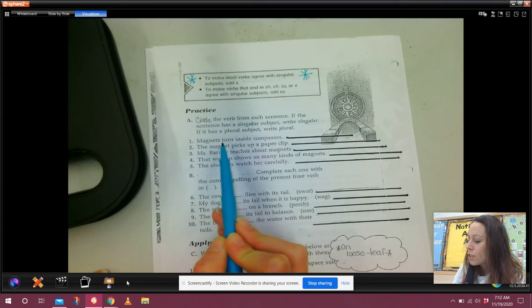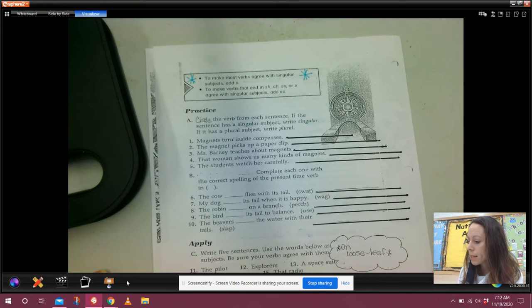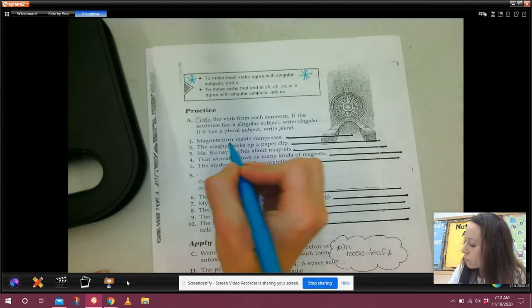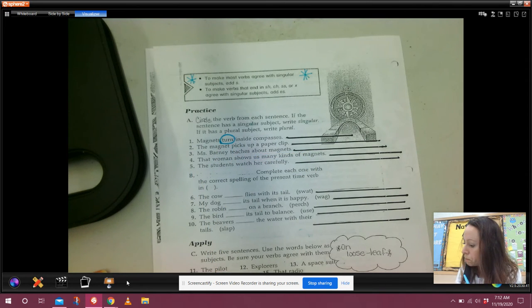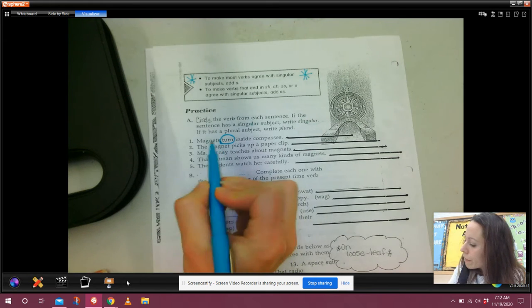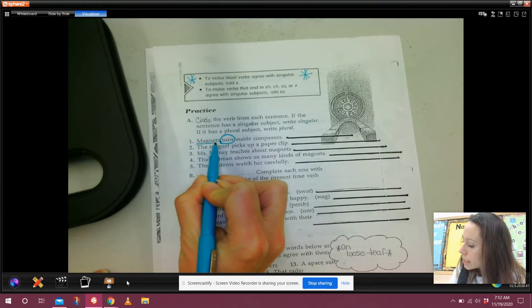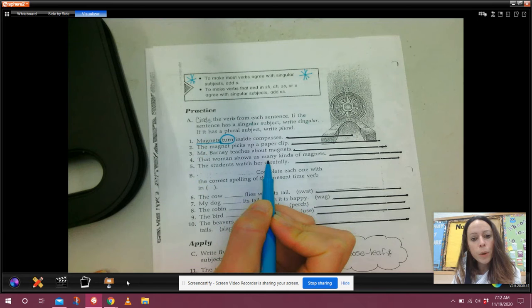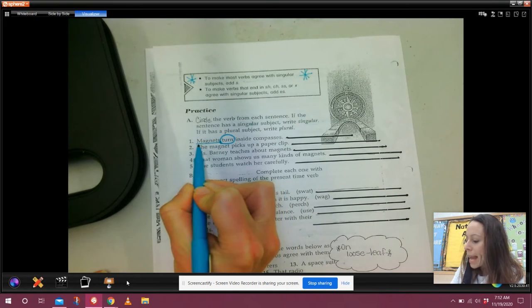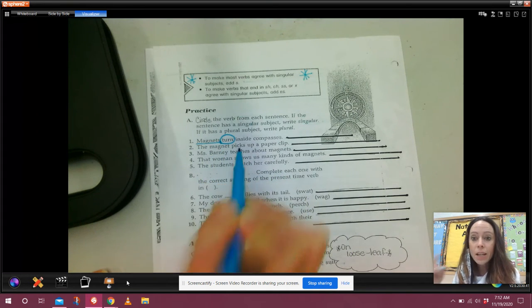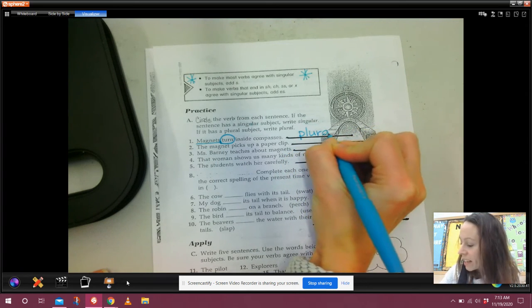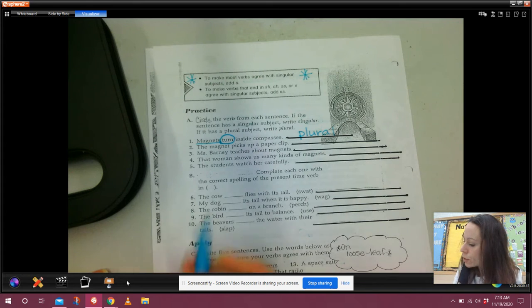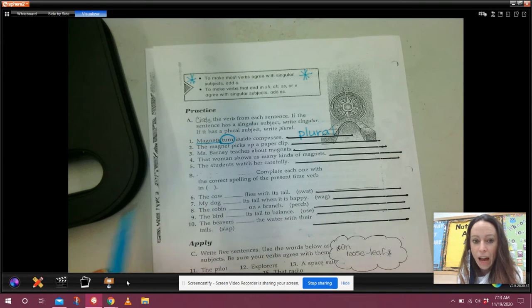So, magnets turn inside compasses. Well, I know our verb here is what it does, what our magnets do. So I'm going to circle our verb, turn. You go ahead and do that too. Now, if our subject is singular, we write singular. If it's plural, we write plural. So let's look at our subject. Magnets. You see that S? That tells me it's more than one. So you're going to write plural on the line. Okay? So you're going to go ahead and do the same thing for numbers 2, 3, 4, and 5.